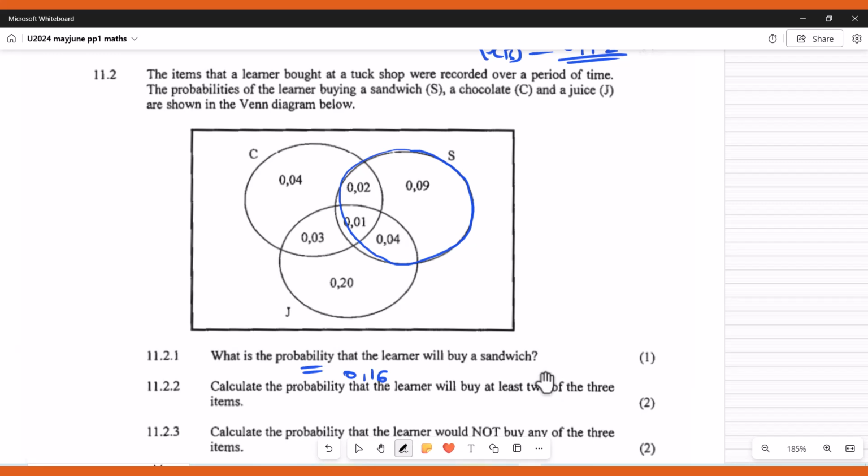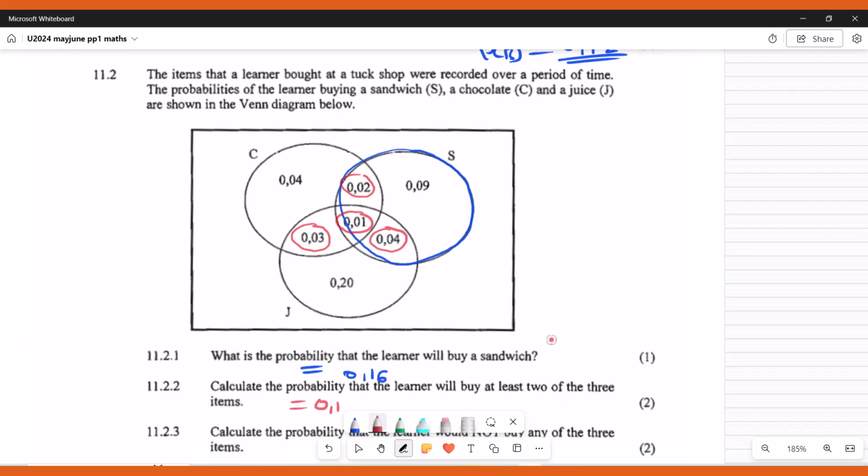If we say at least 2, we mean 2 and more. So where do we have Elena getting 2? We have 0.03, 0.04, and 0.02 all together, and the 'or more' means 0.01. So please, can you add them? What's your answer here? Here I am getting 0.1. Hope we are together.